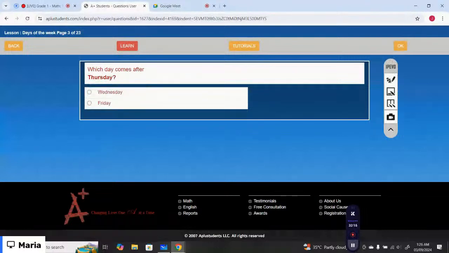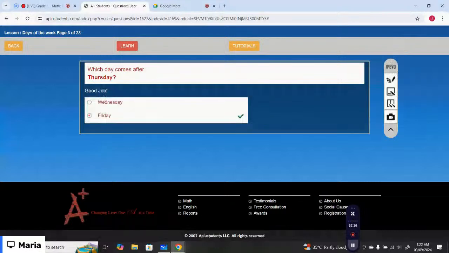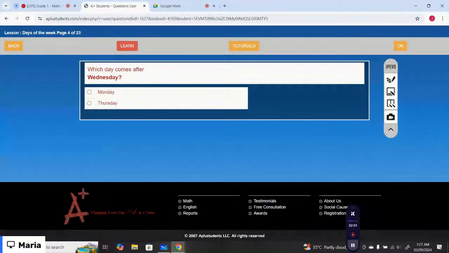Which day comes after Thursday? So, which is the correct option? After Thursday, it is Friday. Option number two is the correct option. Which day comes after Wednesday? So, which is the correct option? After Wednesday, it is Thursday.